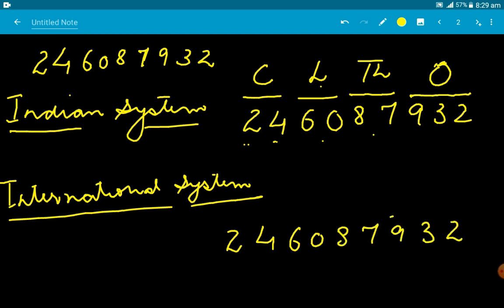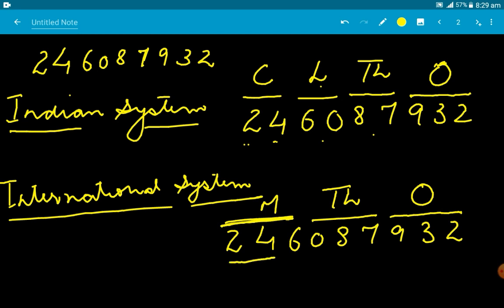7932. So let us divide into periods, 3 places. In every period there are 3 places. The first period is ones, the second period is thousands, and the third is millions. It means the number is 246,087,000.